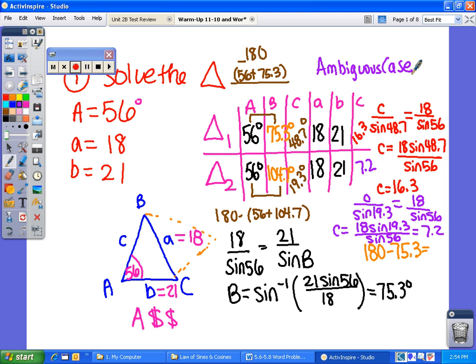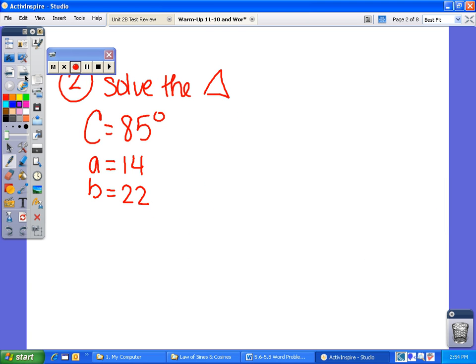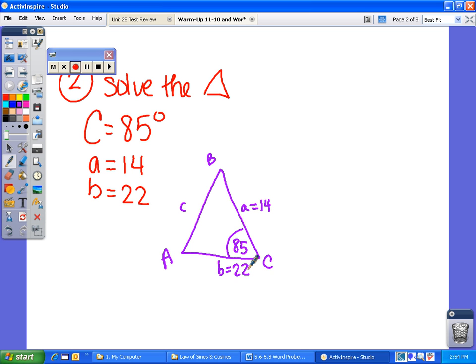Alright, the next problem was a little bit shorter. Remember, draw your triangle so that you can see what kind of problem you'll be doing. So we have big C is 85, little a is 14, and little b is 22. And we wind up having the law of cosines because this is an SAS problem.